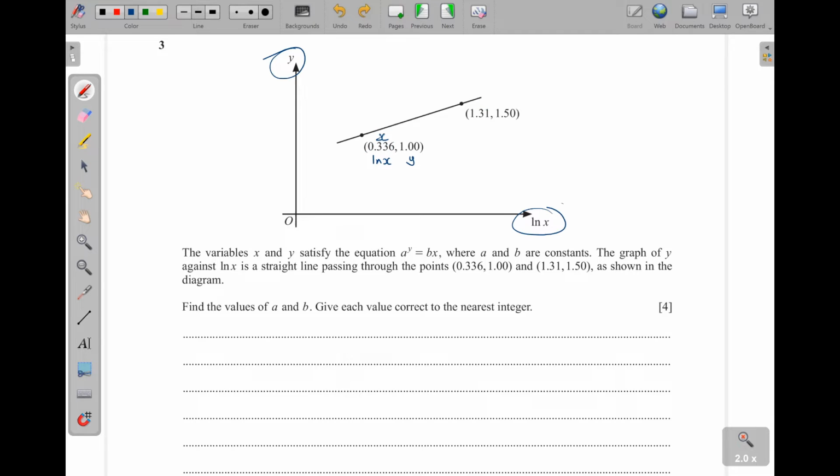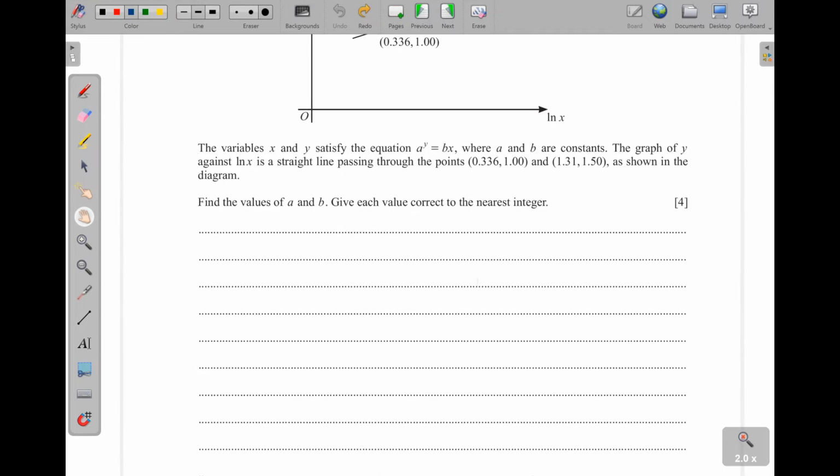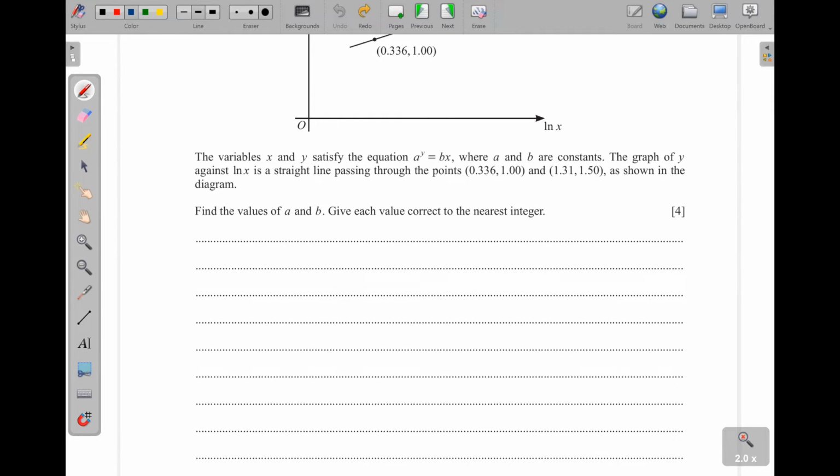So always pay attention to what they put here. Okay? That is that. Now we can start. We have to reduce this one to logarithmic functions. So what we can do is to introduce logarithms on both sides.